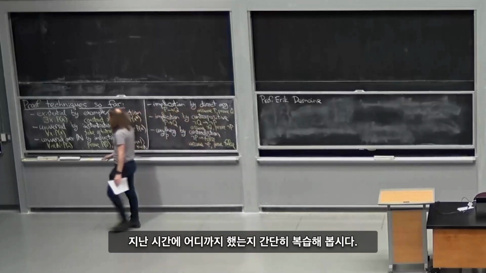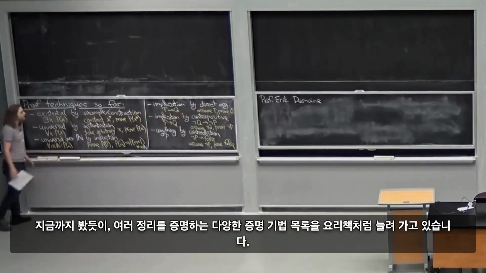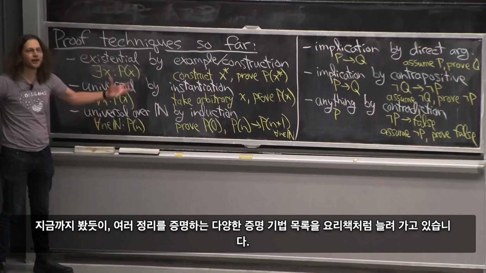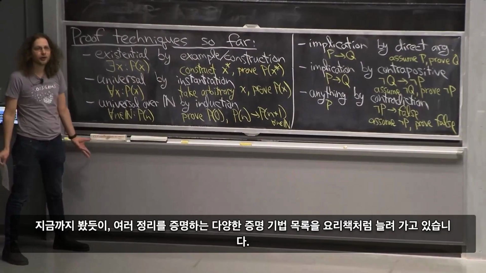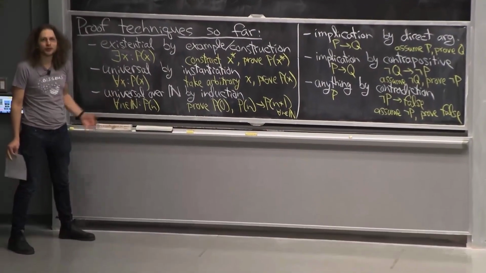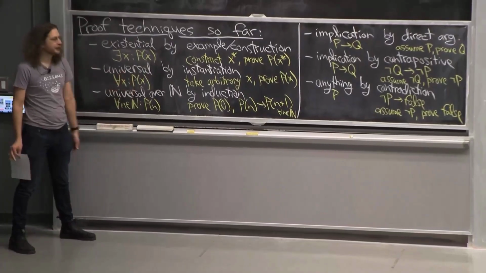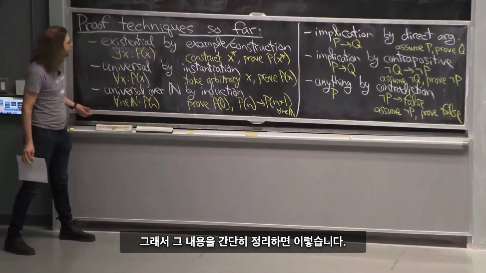Just a recap of where we were last time. As we've seen, we're growing our catalog of different proof techniques of how to prove different types of theorems, almost like a cookbook. If you want to cook this, here's how you get started. And so here's a brief summary of this.